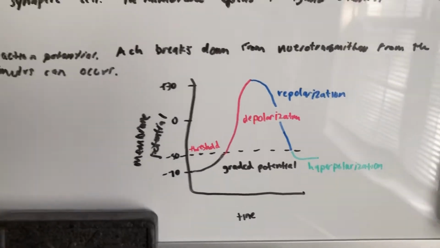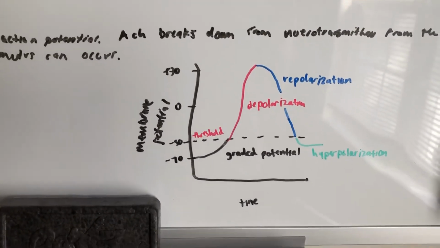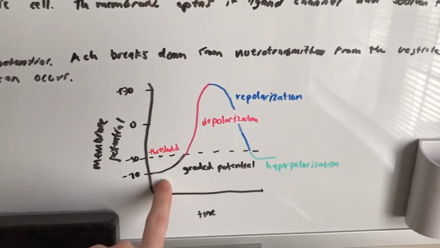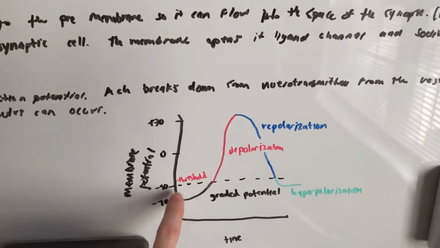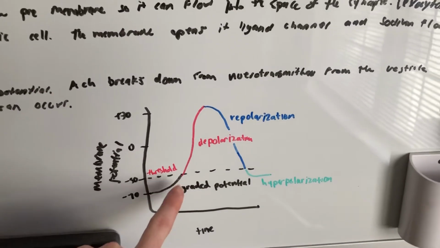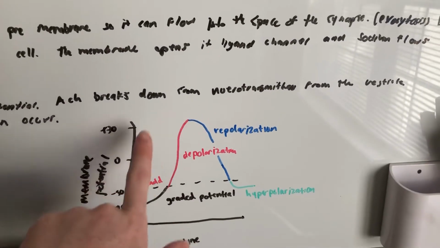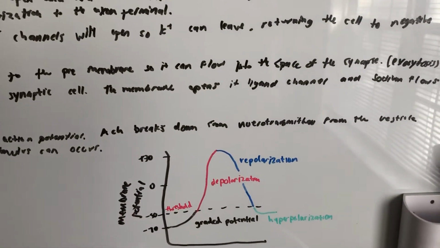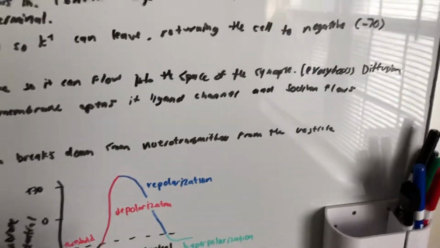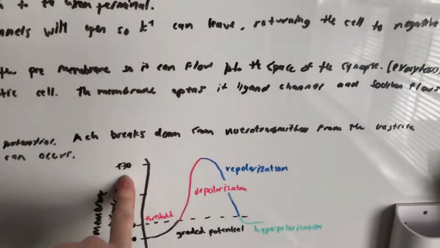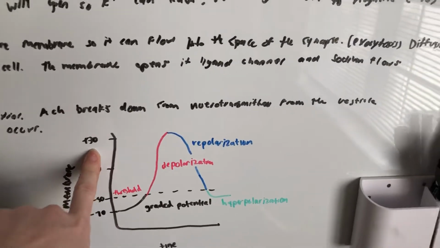And then final point, I just added a little diagram to show what is happening and when. So -70 is the start of the cell. This is the graded potential. Once it passes this dashed line, which is the threshold around -50, it shoots up, and this is called depolarization, in which all of the sodium is flooding in, creating a more positive environment, peaking usually at +30.